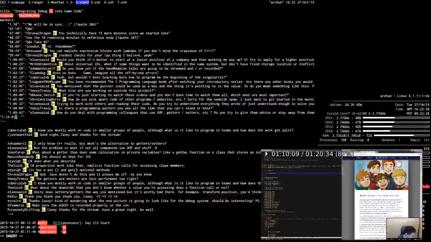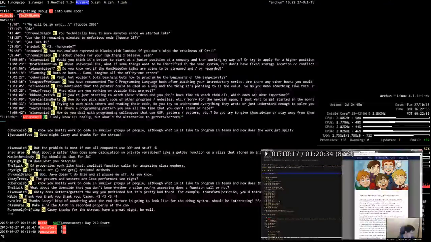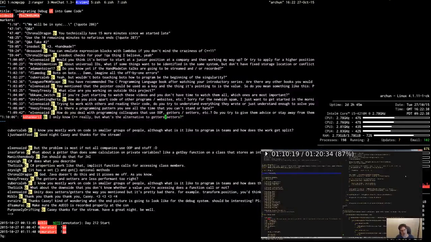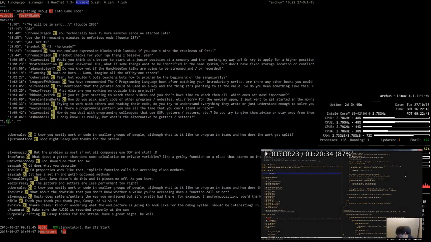Ashmariel asks, I only know C++ really, but what's the alternative to getters, setters? The alternative is just to expose the variable, right? Is just to put the variable out in the thing. And so, a brief little story, you've got like 7 minutes left.